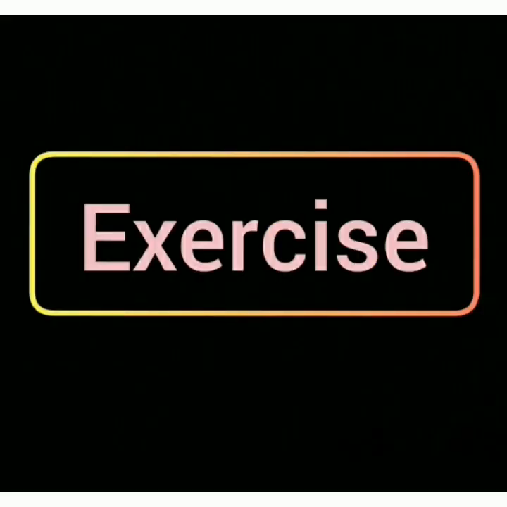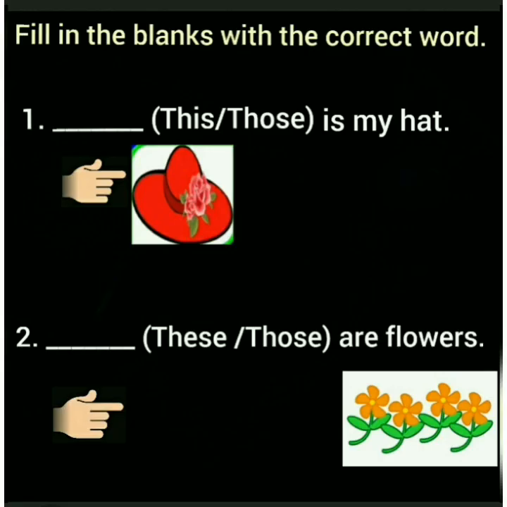Kids, now let us do the exercise. Fill in the blanks with the correct word. Kids, now you all know that we use this and that for one thing and we use these and those for more than one thing. So now let's start. Number 1. Dash bracket this slash those is my hat.